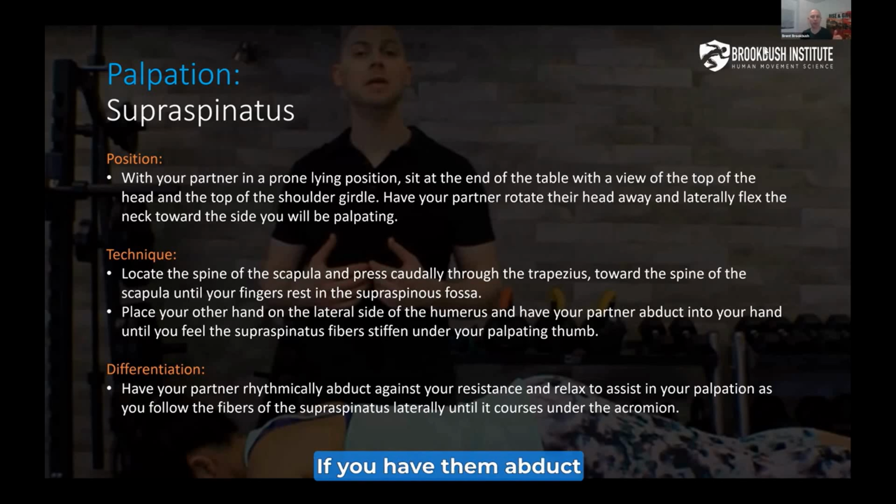Now you've got to be careful. If you have them abduct really hard, they'll go into elevation or upward rotation of the scapula and their trap will contract. But if you just do a little abduction and make sure they're keeping their shoulder blade down, you'll be able to feel those supraspinatus fibers contract into your finger. Same way as if you put your hand on your bicep and you contract, right? Like you flex, right? You'll get that same sort of feeling in the supraspinatus.